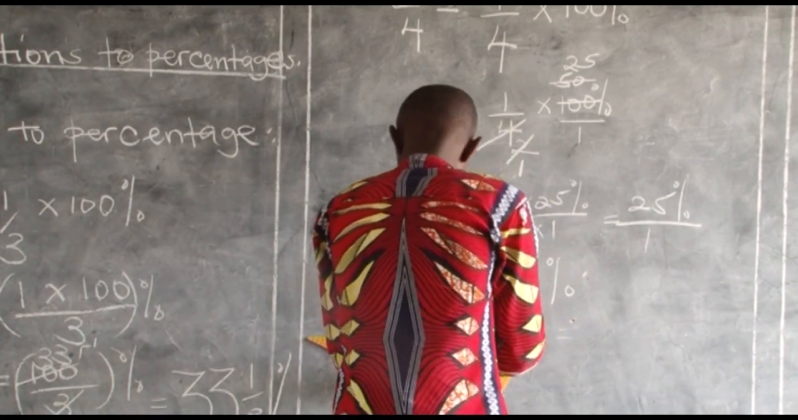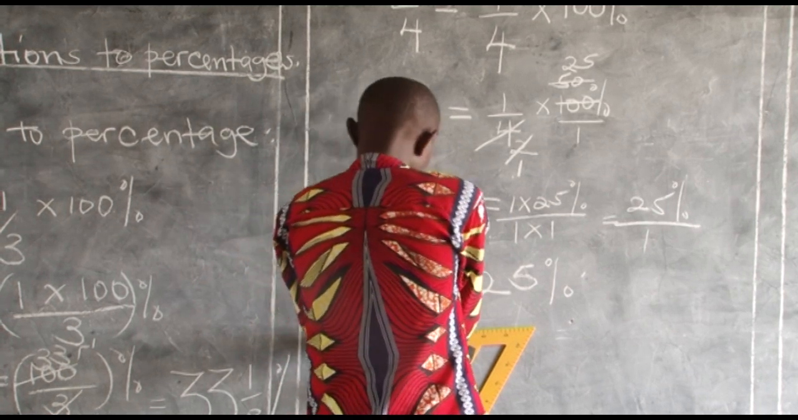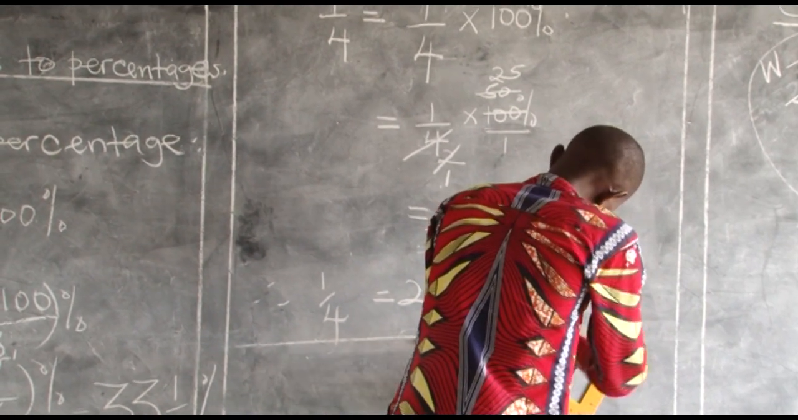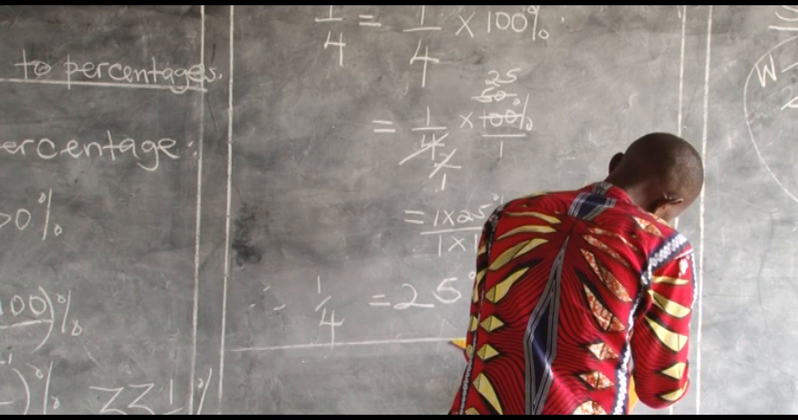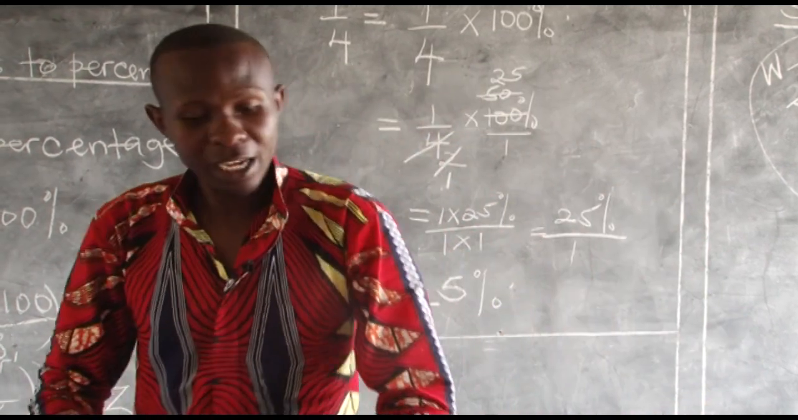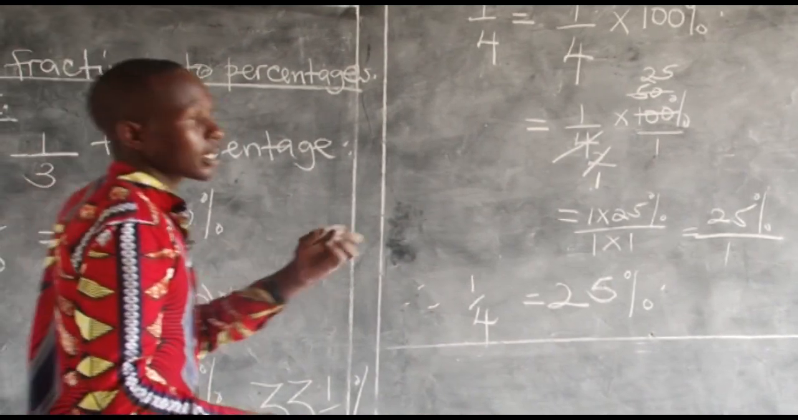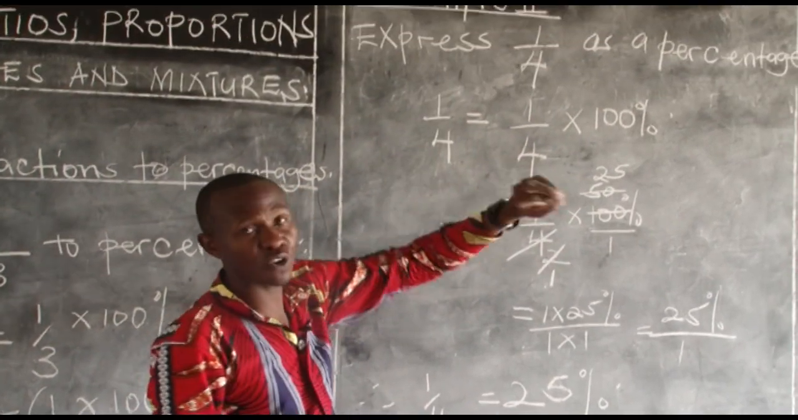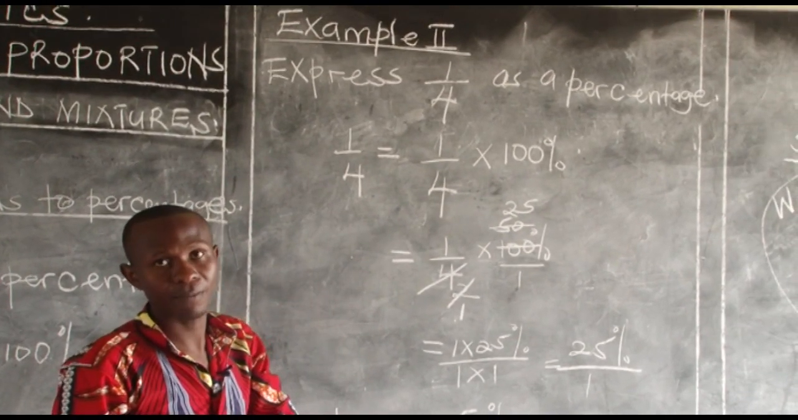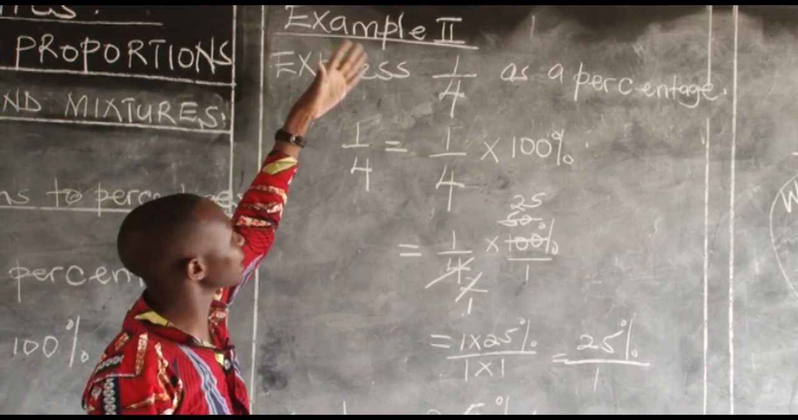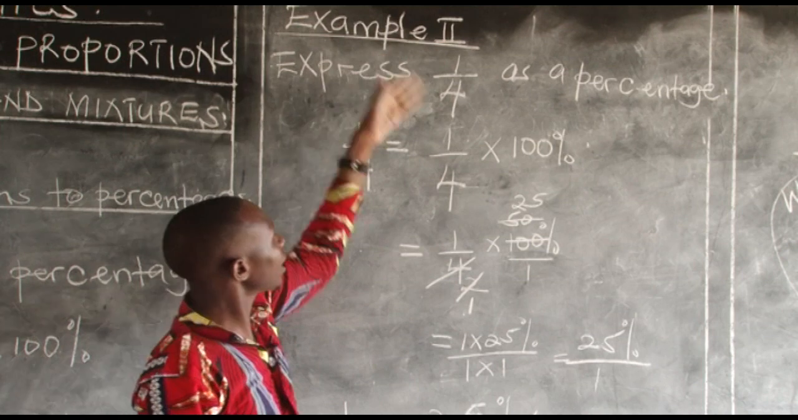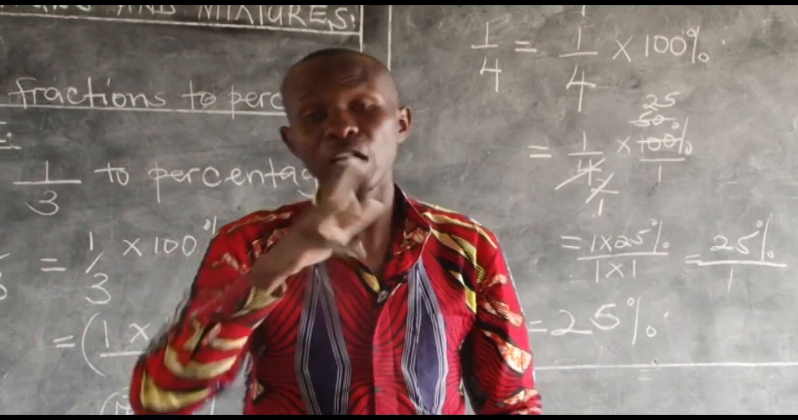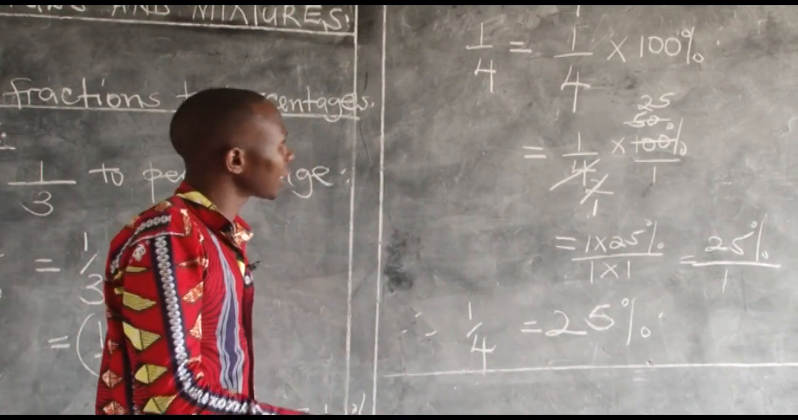I'll get my ruler and underline my answer. As I encourage everyone to keep this in mind, candidates, once you see a question saying convert or change or express, it is the same. They can say change, they can say express, they can say convert. 1 out of 4 as a percentage. Once you see as a percentage, just get that fraction times the original percentage, which is 100%.